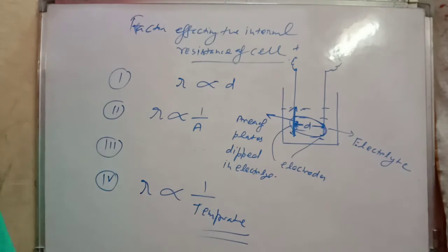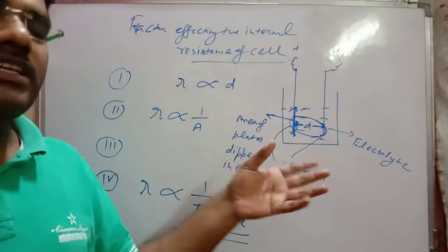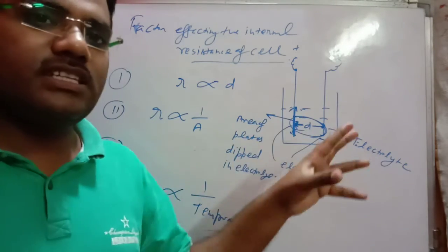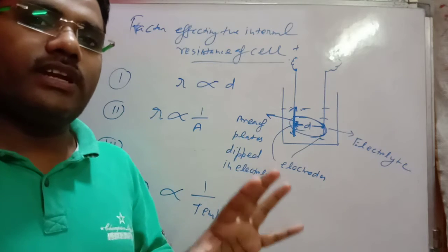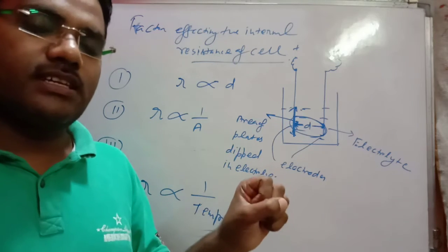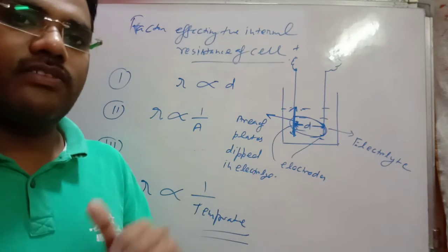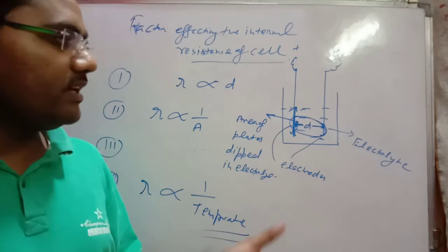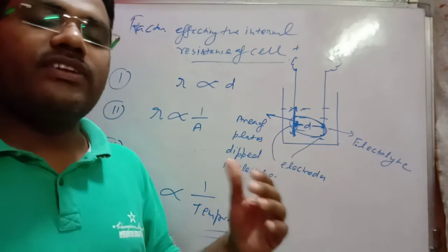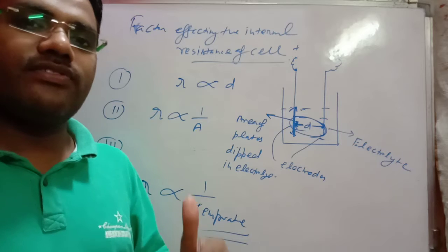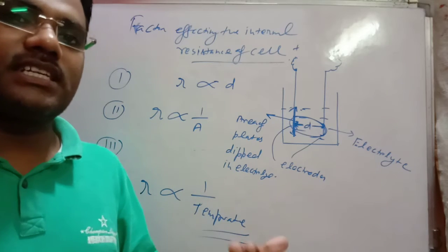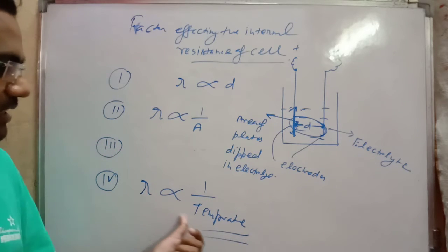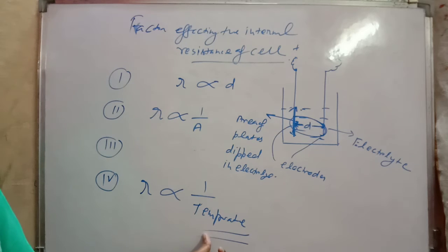If the temperature of the electrolyte increases, then the viscosity of the electrolyte decreases. If the viscosity decreases, then the ions move freely. If the ions move freely, then internal resistance decreases. That means internal resistance is inversely proportional to the temperature of the electrolyte. So these are the factors affecting the internal resistance of a cell.